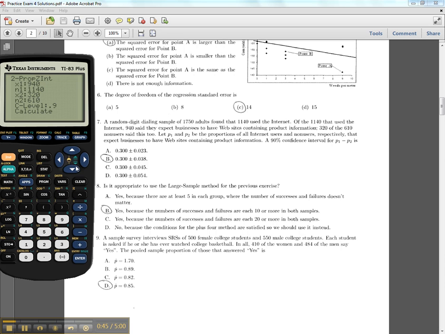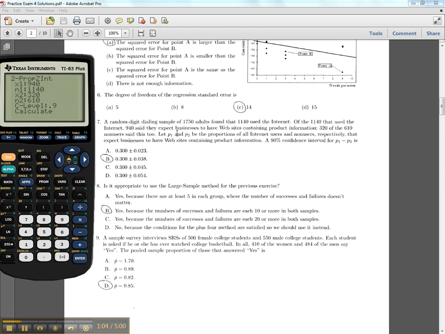So what you want to do is put the higher proportion first, and the higher proportion is 940 out of 1140. And again, you want to do it this way because you want to avoid negative numbers. This is a rule of thumb, and I've said this in other videos. This is the rule of thumb with proportions.